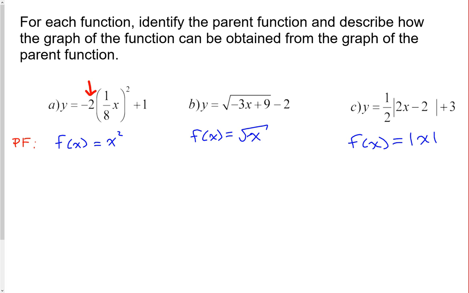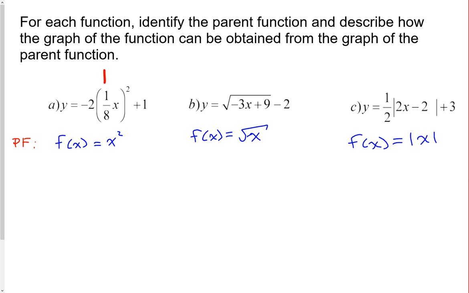Next, I see this 1/8. What I do with that when it's in the brackets, when it's in front of the x like that, I'm going to divide all my x values by that number. Now what happens when you divide by 1/8? That's the same as multiplying by 8. So I'm going to multiply all of my x values by 8. Or you could say divide all of my x values by 1/8. But that's a bit tougher to do. That's going to create a horizontal stretch by a factor of 8. So it's going to stretch it out horizontally.